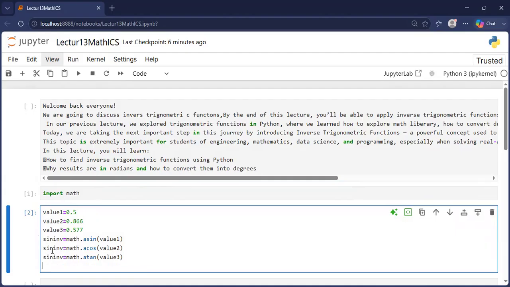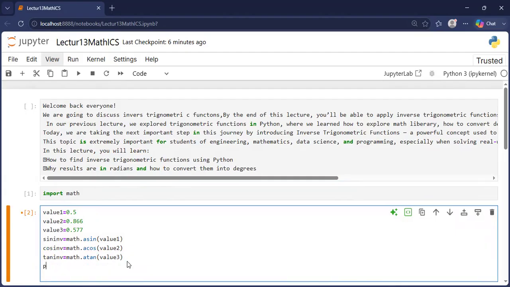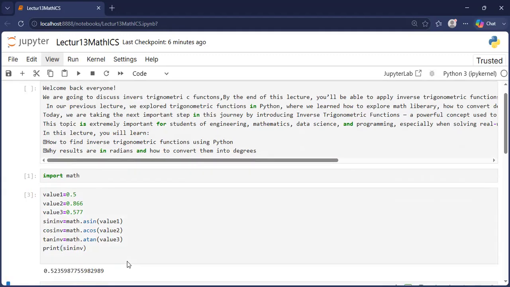Sorry, I forgot to rename them. So the first one is inverse of sine, the second one is inverse of cos, and the third one is inverse of tangent. Okay, so I just print these values. I write print and sine inverse, and then I run it. It gives 0.52. You understand, for 0.5, sine inverse should be 30 degrees, for 0.866 the cos inverse should be 30 degrees, and similarly tangent should also be 30 degrees.